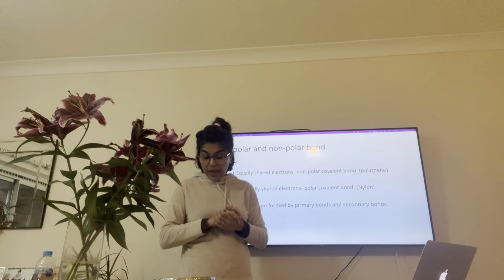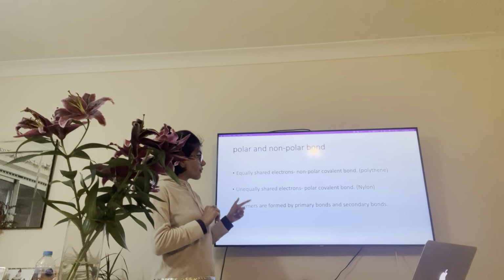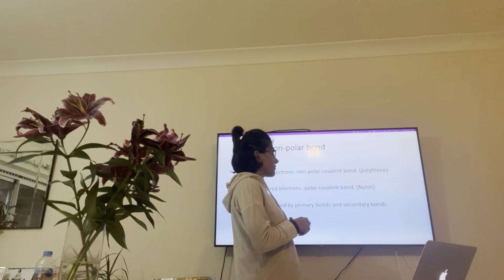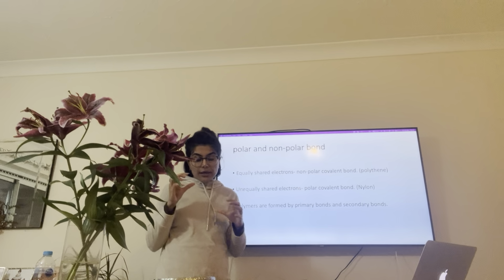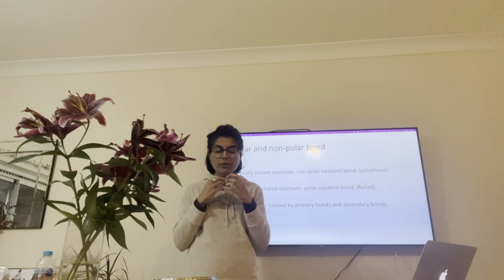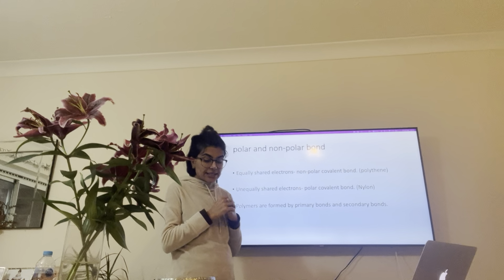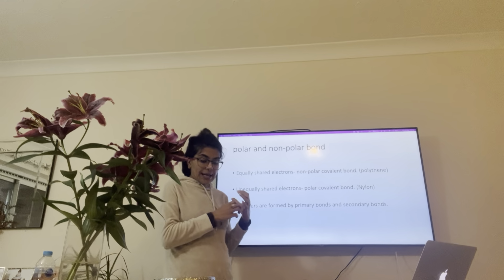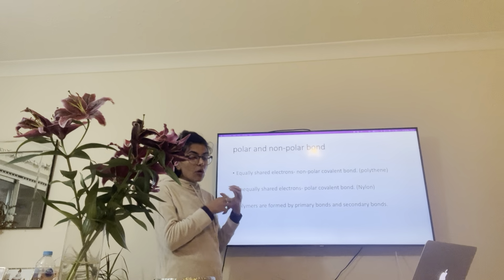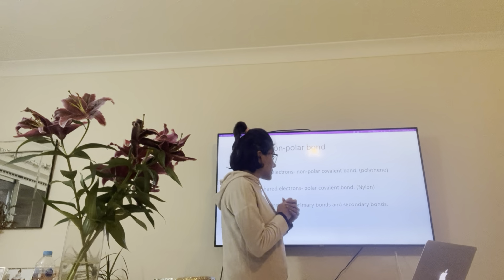So now we want to talk about polymers. Polymers are formed by primary bonds and secondary bonds. A polymer is a material consisting of a large molecule made up of small repeating units called monomers.